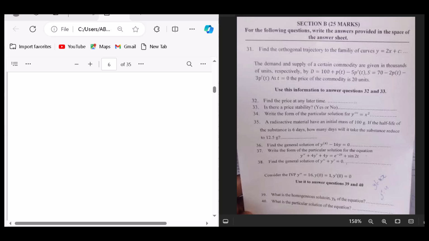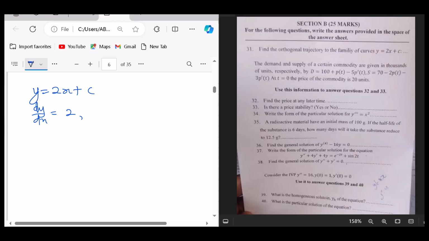Okay, so let's look at question 31. It is saying, find the orthogonal trajectory to the family of curves y equals 2x plus c. So with this one, you know how to find the orthogonal trajectory. We differentiate first. So dy/dx is equal to 2.